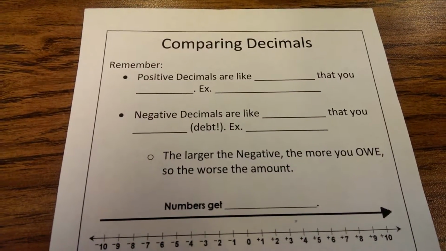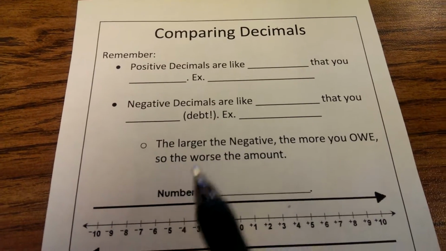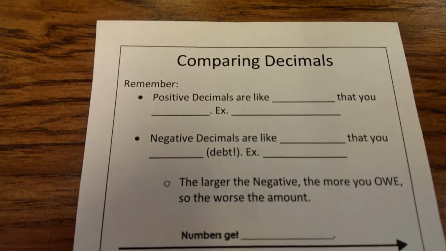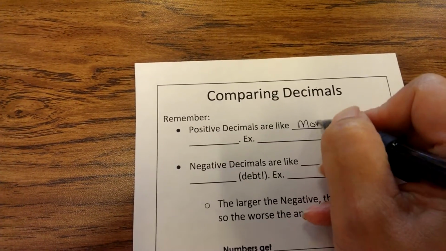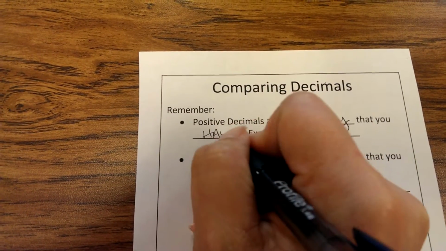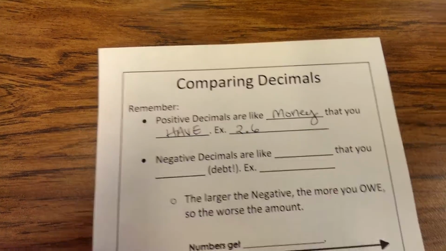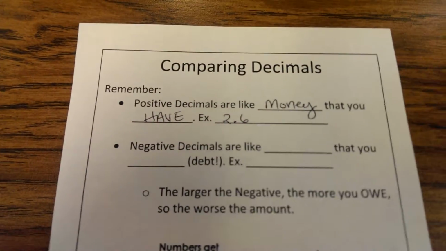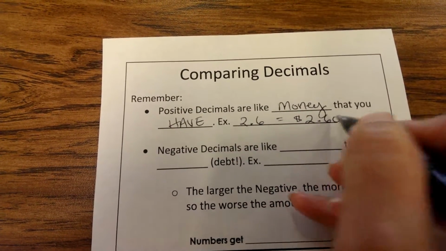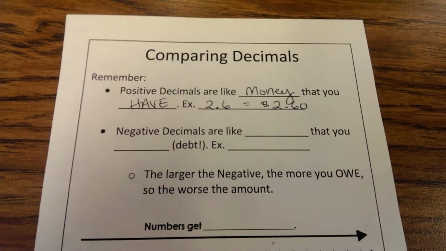I know in elementary school you've compared decimals before, but now in middle school we're going to throw in negative decimals. So here are some things to remember. Positive decimals are like money that you have. So for example, if we had 2 6/10, well, in terms of money, that is kind of like you having $2.60. We can add a 0 to the back of that, right? So that's like you have $2.60.